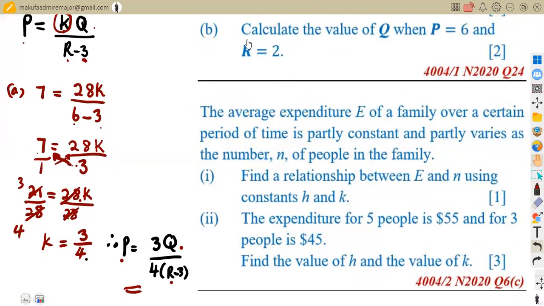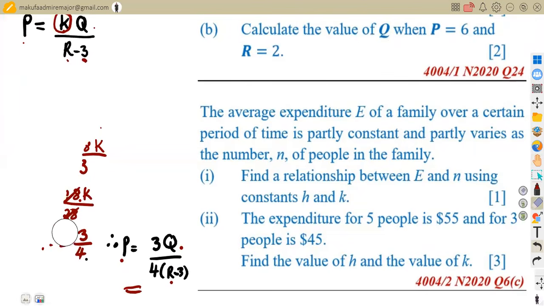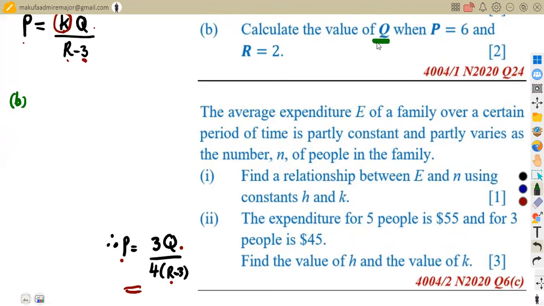Then on item B, now they are saying calculate the value of Q when P is 6 and R is 2. So this one is simply a continuation that you are making from the formula that you have already calculated. You do not go back to this formula here. You do not refer back here. You are not referring back to that formula. No, you are using the formula that you have connected between P, Q, and R. It's just a substitution that you're going to do in this case. What are we supposed to calculate? It's Q. Find the value of Q.